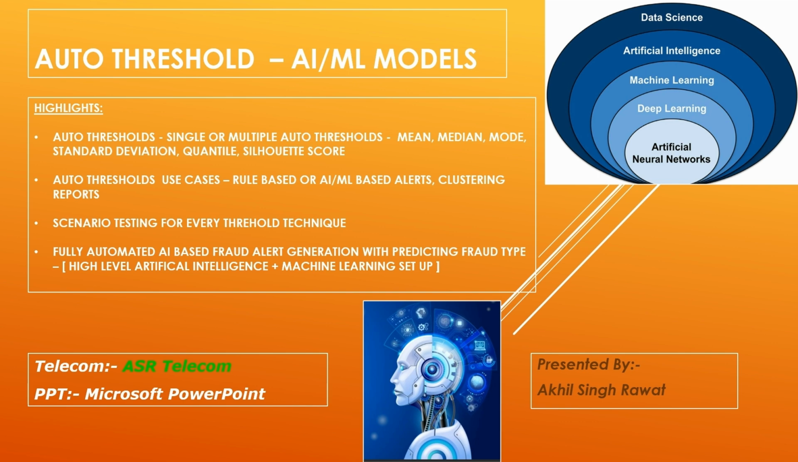This is the third and last part in the series of the auto threshold project. Let's quickly summarize what has been done and what is left. As you can see in the presentation window under highlights, auto thresholds for single or multiple auto thresholds using mean, median, mode, standard deviation, quantile, I have shown. The Shallow test score has been left. So we will see the auto threshold use cases for clustering reports made via Shallow test score.